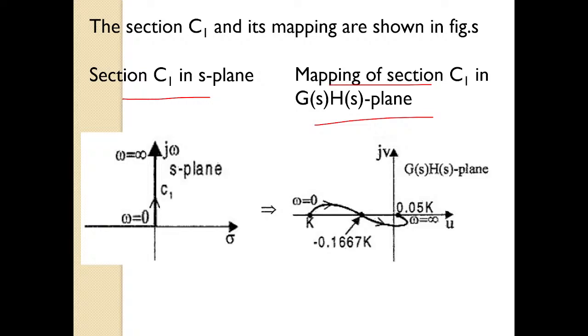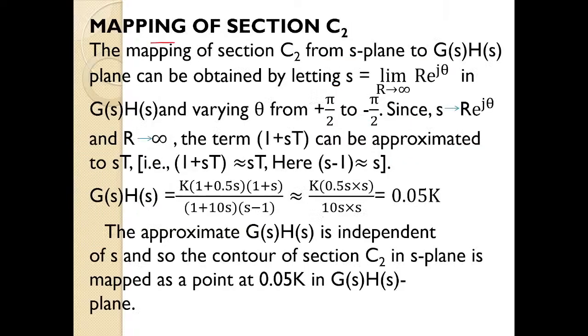Okay. So this is our C1 section, this is our mapping of our C1 section. So let's go to the mapping of the C2 section. We know the C2 section is an arc with radius R tends to infinity. For the C2 section, S will be equal to limit R tends to infinity of R e power j theta. Theta will vary from plus pi by 2 to minus pi by 2, where S tends to R e power j theta and R tends to infinity.